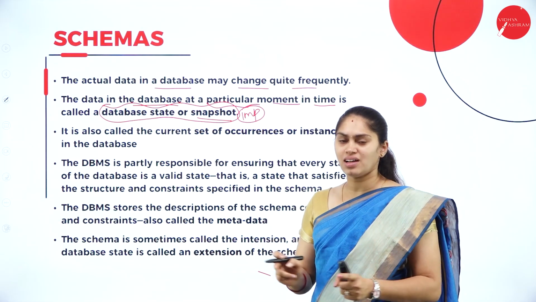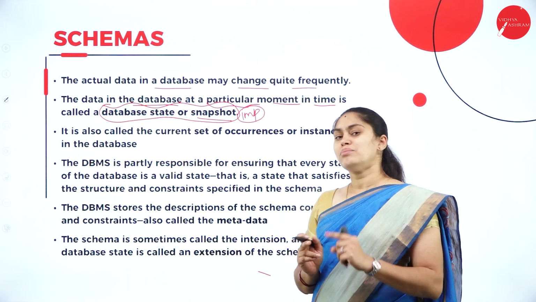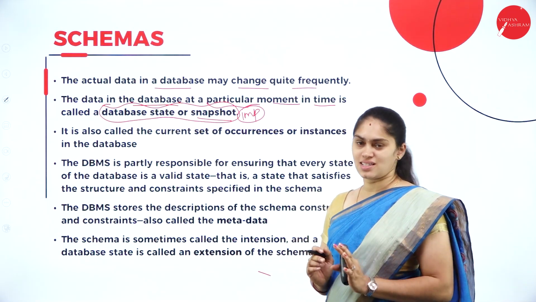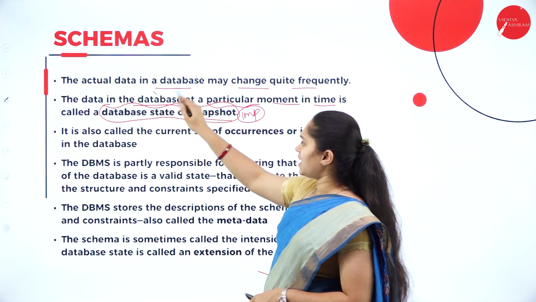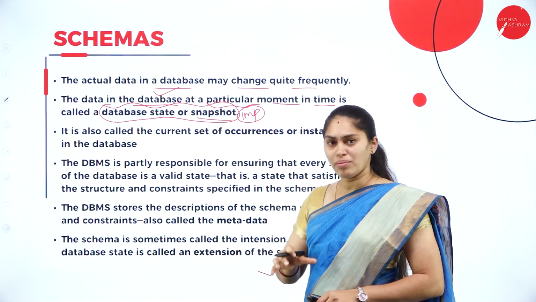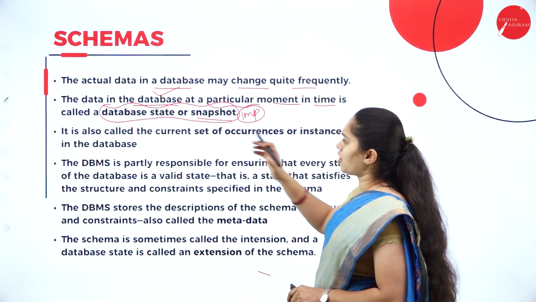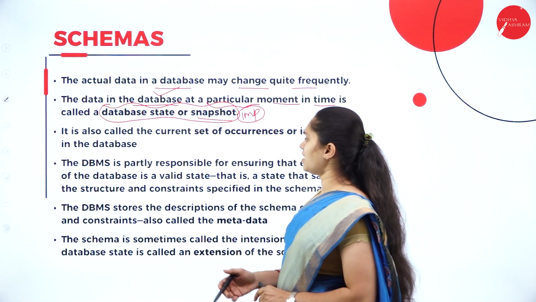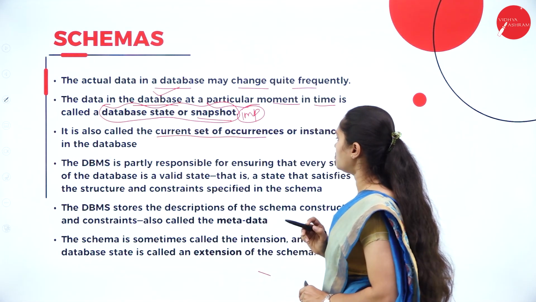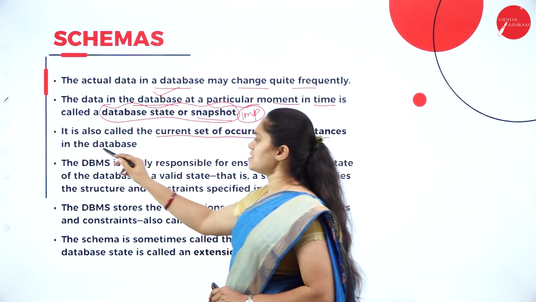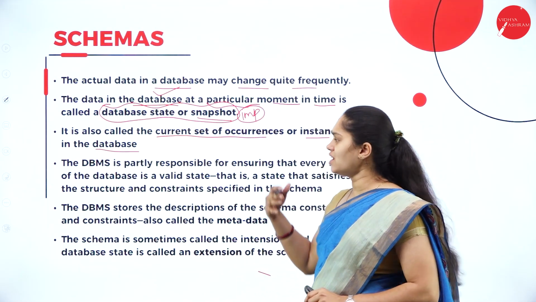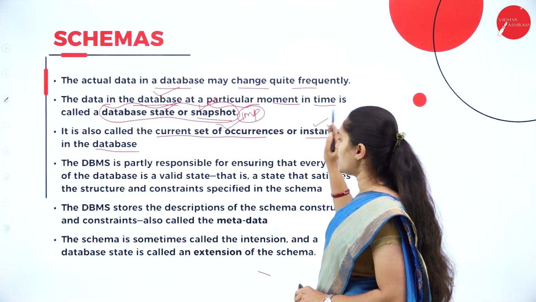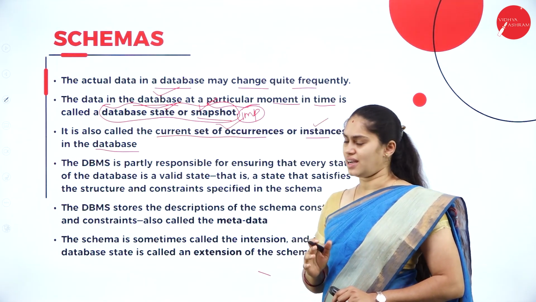Okay, the schema should not get changed frequently, but we can have a change in the database state or a snapshot. The data in the database at a particular moment in time, what do we call that? Database state or a snapshot. We can also call this the current set of occurrences or instances in the database. So the alternative names are: database state, snapshot, occurrences or instances in the database.